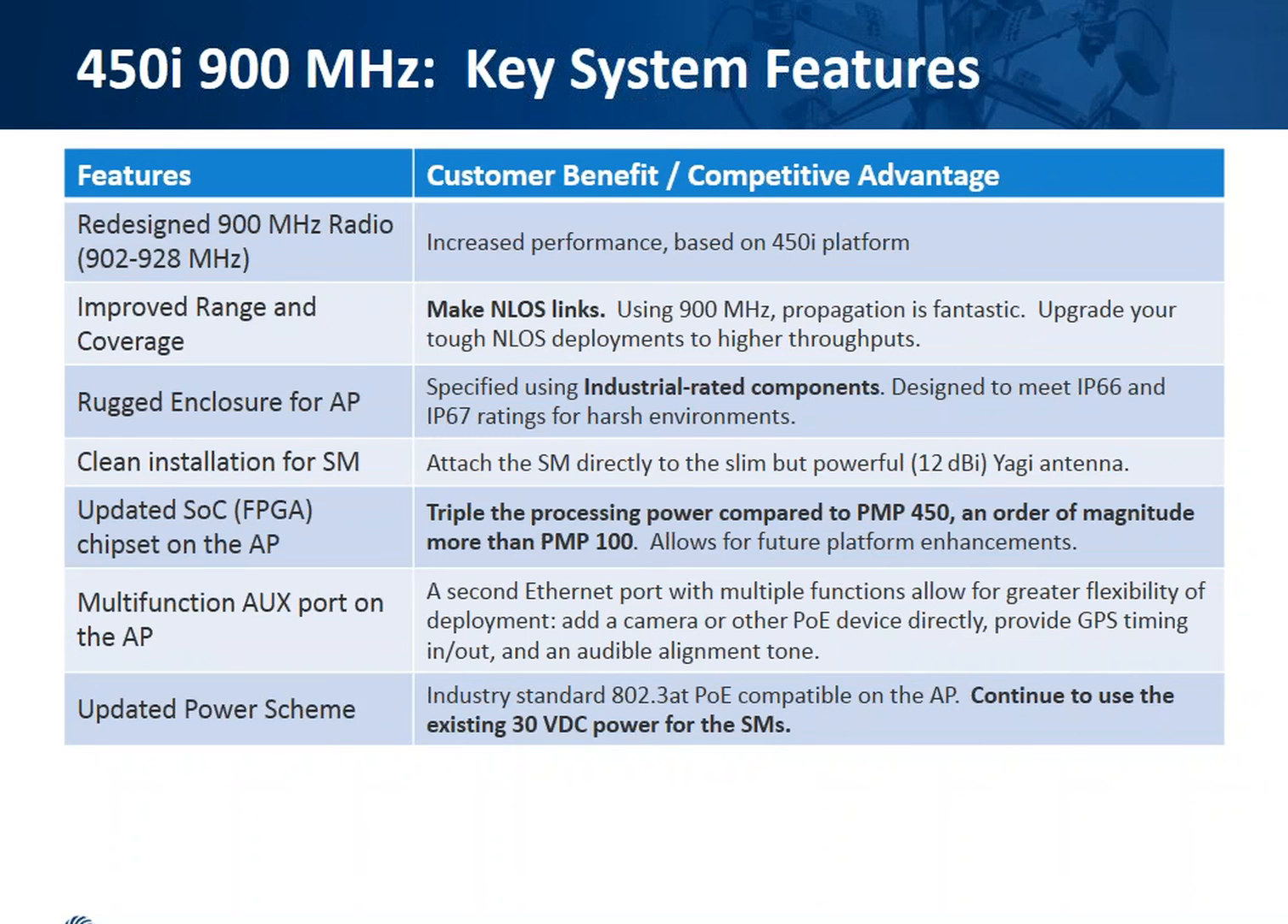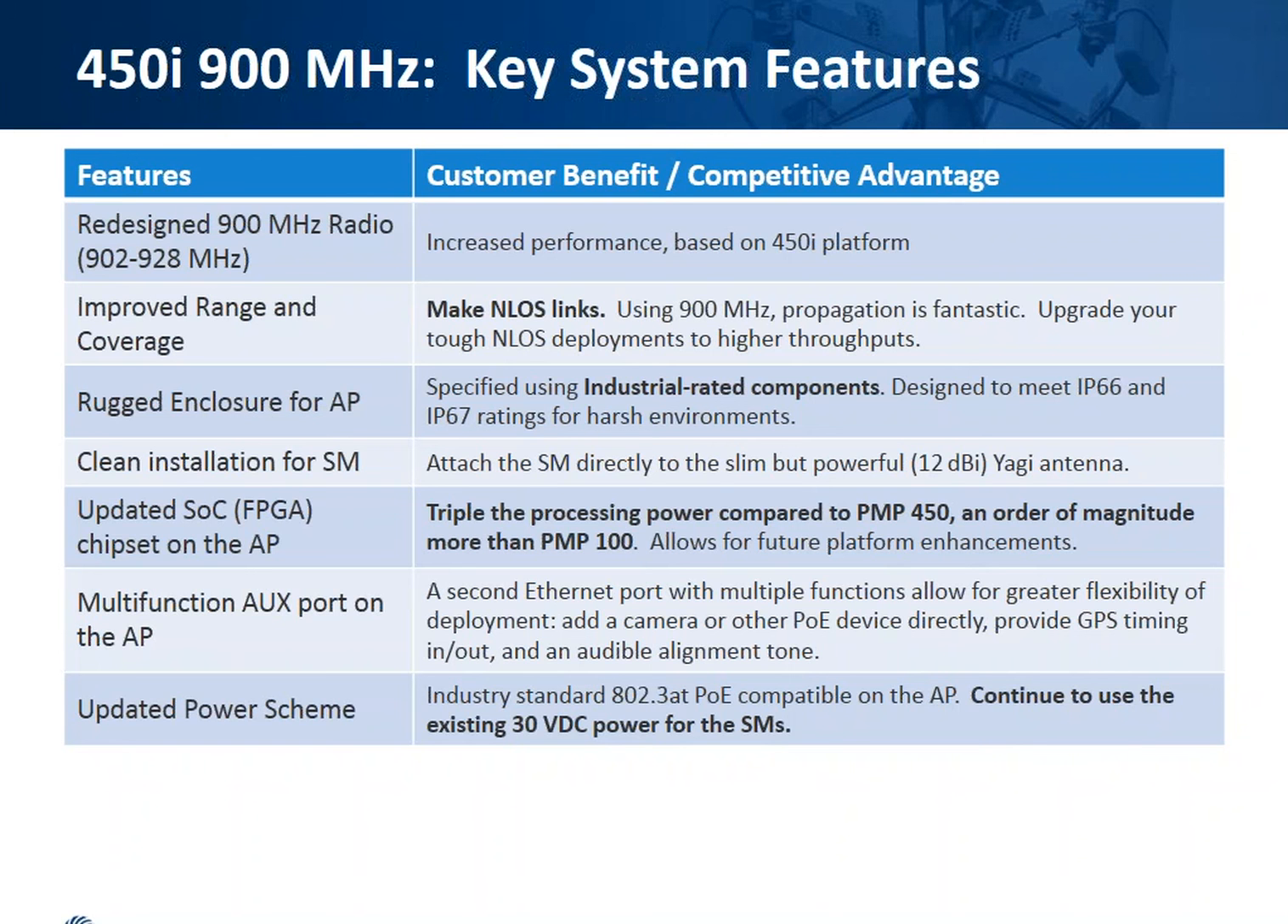We've updated the FPGA. So everything we do is software based and done in an FPGA. It's now a system on a chip, if you will, which triples the processing power compared to even the 450. And it's really an order of magnitude better than the PMP 100 in terms of processing power. This allows us to do many more things with the feature set, as well as just simply being much better in terms of PPS and processing packets.